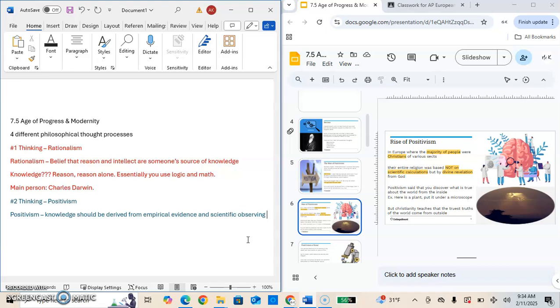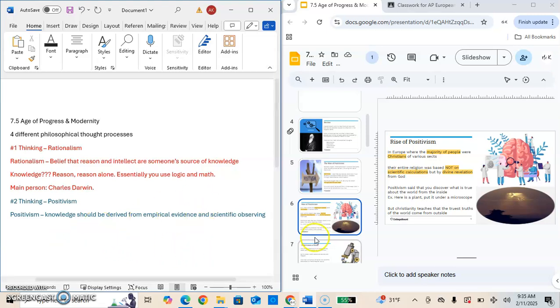And what I mean by that is when they are questioning things, they are looking at how this actually happens. So for the example I gave you all, a plant, they're looking through a microscope at how the plant's processes actually work. Well, let's look inside the plant to figure it out. Whereas with Christianity, the truths of the world come from the outside, from a higher being, and that is what is producing the outcomes. Okay?